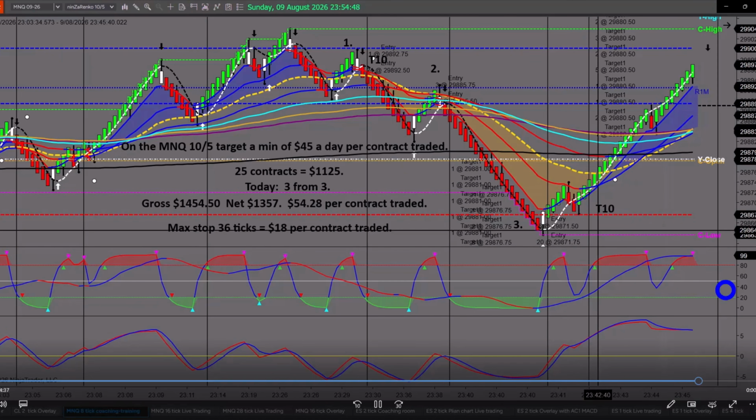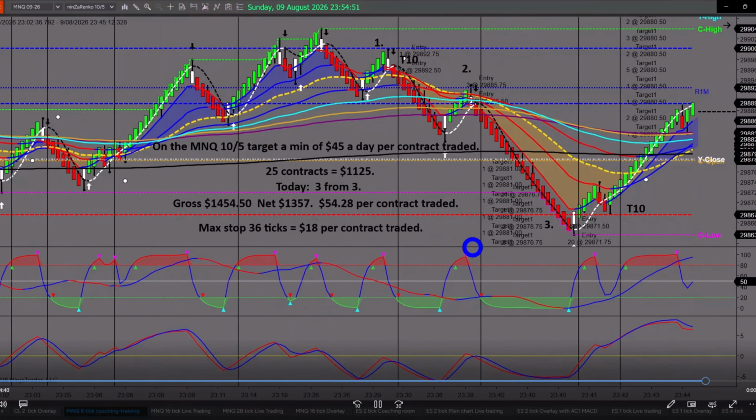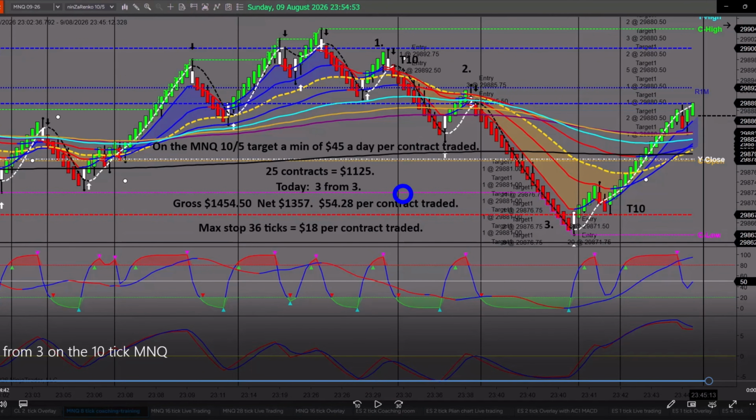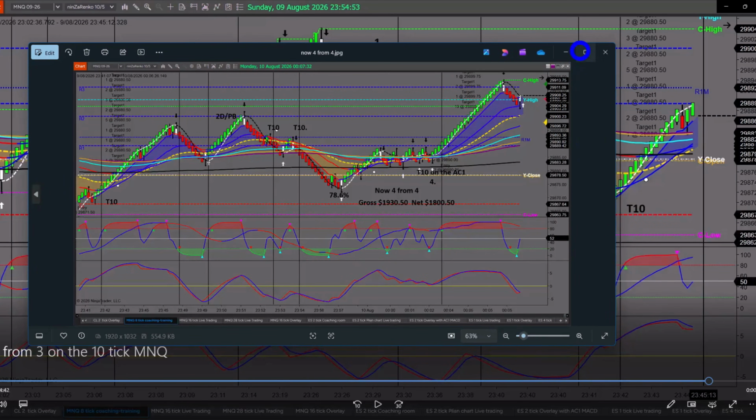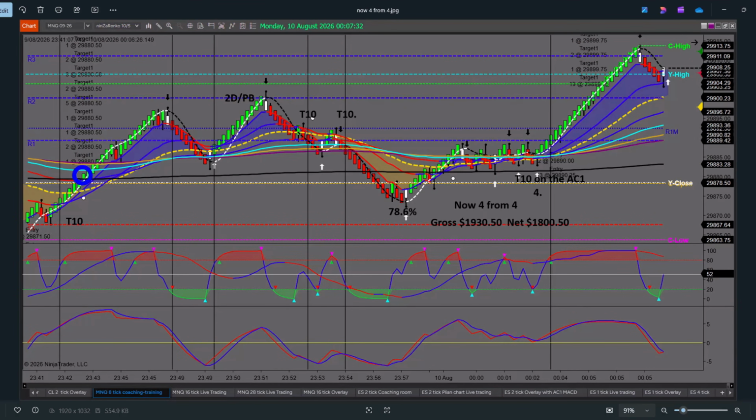Okay, now just there we've hit the end of that session, and let me just pause that. So we're 3 from 3, maximum stop of 36 ticks or $18 per contract, and you saw the compound effect of that is incredible. Now sometime later, probably 20 minutes, half an hour later, I then had another setup over here. It's actually a T10, but on a higher time frame.